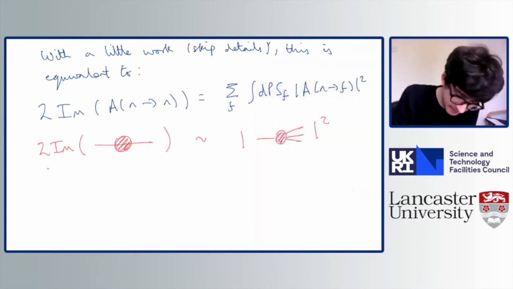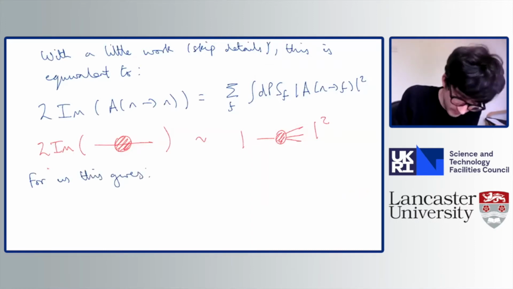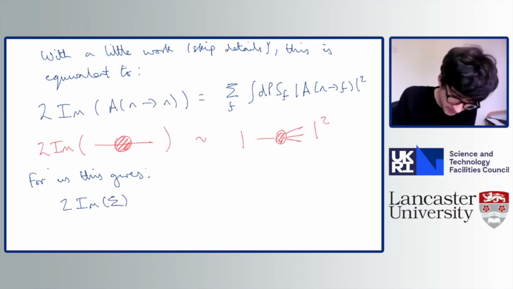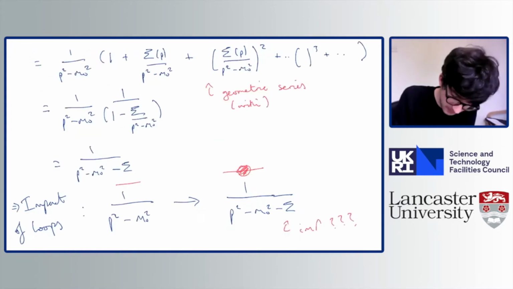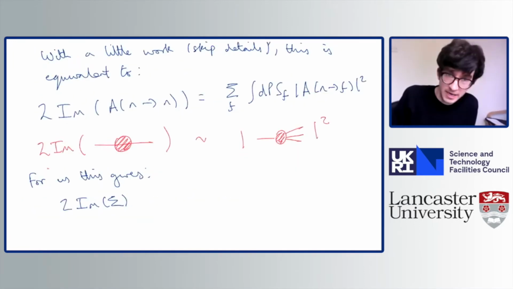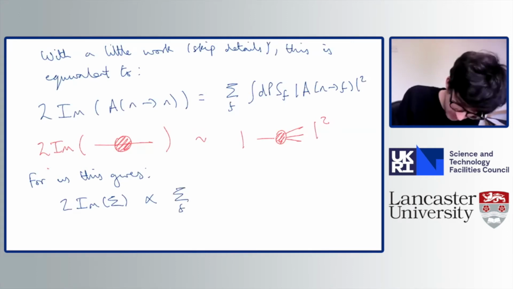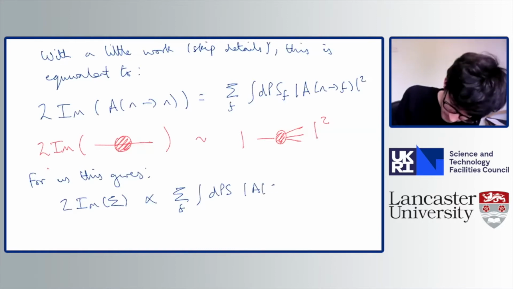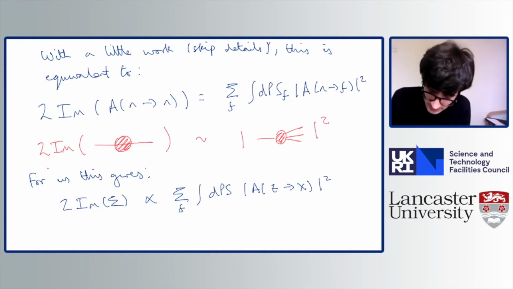We precisely have, for us, this gives twice the imaginary part of our sigma. Remember, that's what I introduced here. That's precisely defined as that. It's just n goes to n, so Z goes to Z, the Z propagator. It's proportional to, and we don't care too much about the constants of proportionality here because we're not doing a full calculation, Z goes to X. And what is that? That's the decay width of the Z. Okay.